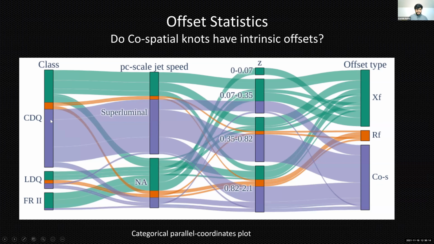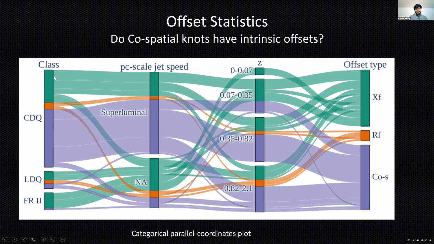So CDQs are core-dominated quasars or closely aligned jets. LDQs are lobe-dominated quasars, having moderately misaligned jets, and FR2s have highly misaligned jets. Now, clearly the sample is imbalanced.